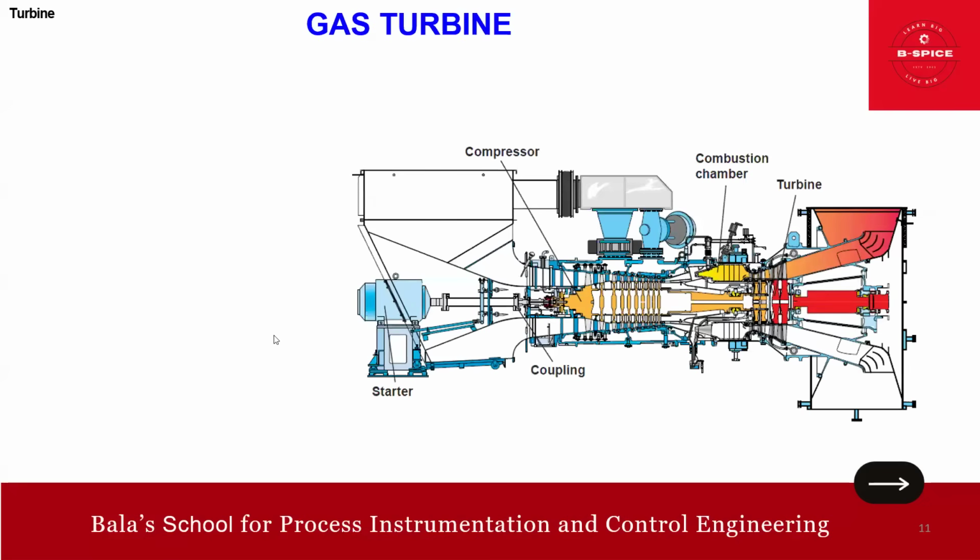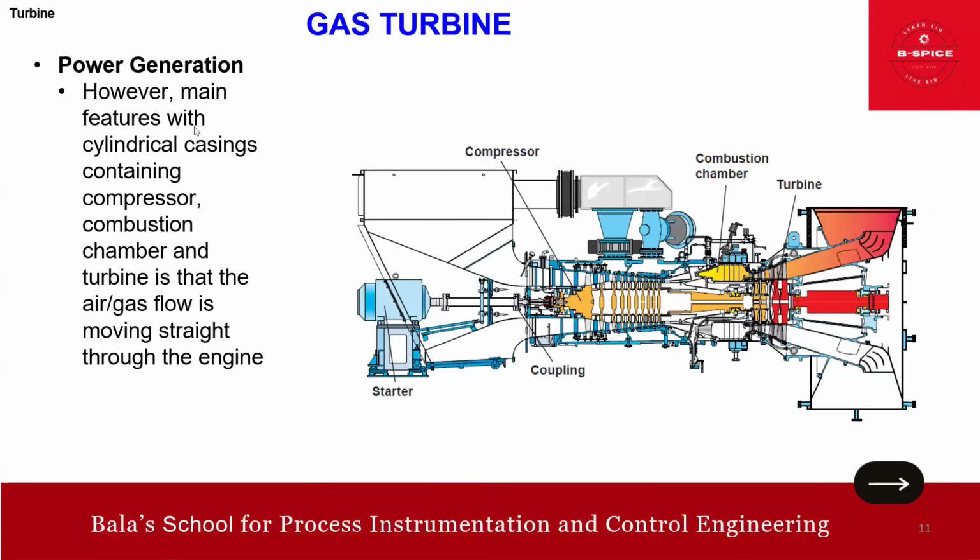Now we talk about the actual engine. You see here, friends, the main features: a cylindrical casing containing the compressor, combustion chamber and turbine, with airflow and gas flow moving straight through the engine. This is the basic look and feel of the gas turbine. See, this is your starter. This is your coupling, connected to the compressor here, this is your combustion chamber, and this is your turbine. So this is the simple fundamental working model of the gas turbine.